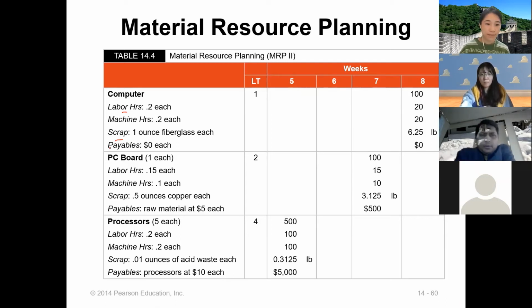If, for example, you need to produce the computer, you'll put there the amount of resources. That's why it's resources: labor hours, man hours, machine hours, scrap produced, payables. For the PC board, 1 each. For the processors, 5 each. So it becomes much more real. It's much more reflective of the real world.